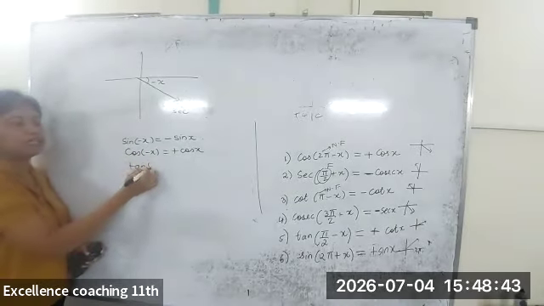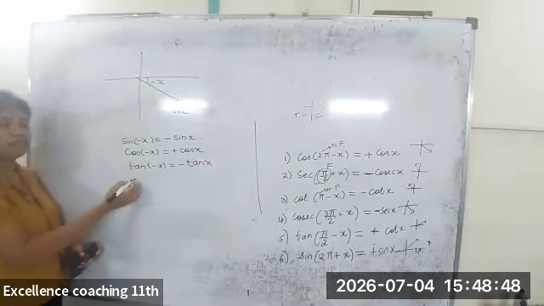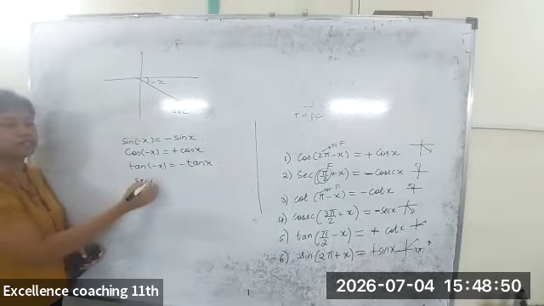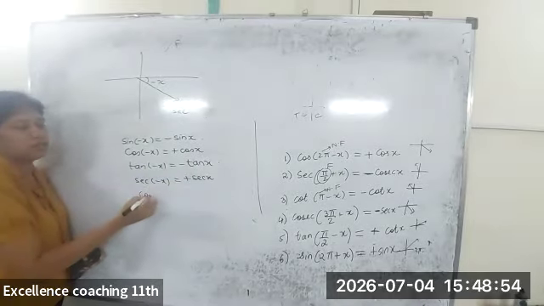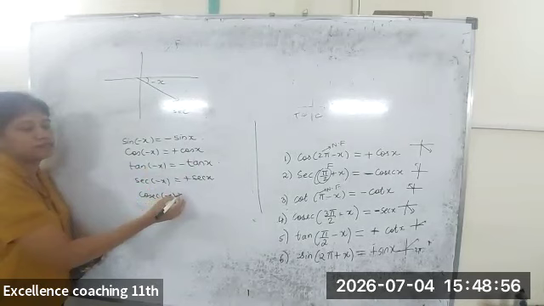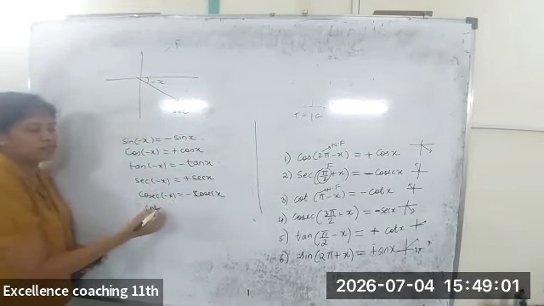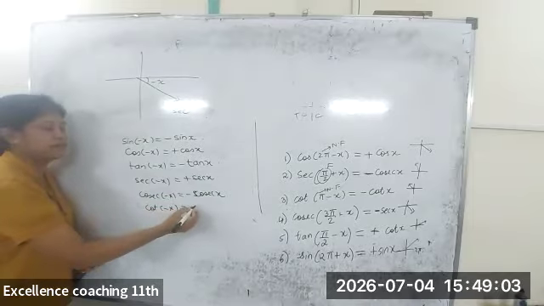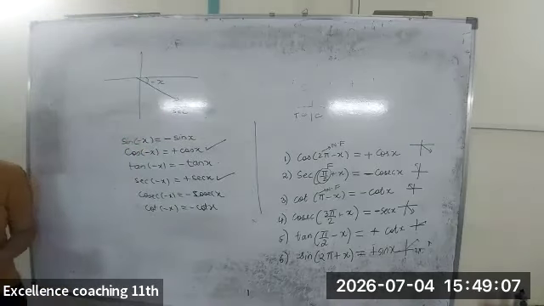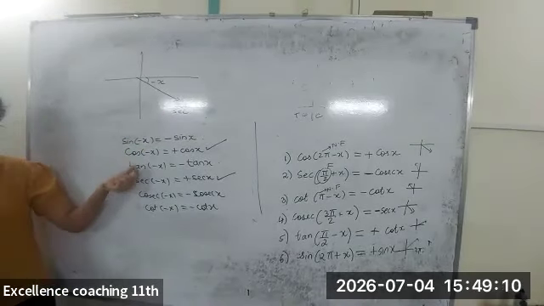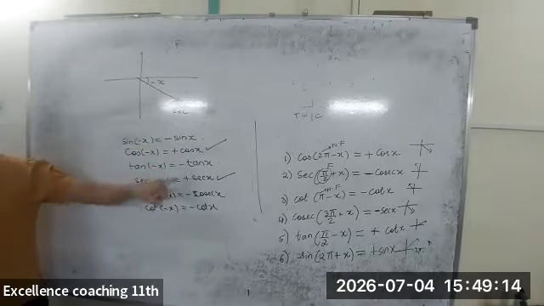Tan of minus x will be minus tan x. Then who is that? Sec. This will be positive. Cos x will be negative. Cot also will be negative. So only these two will be positive. So cos and sec of negative angles will always be positive, and all the remaining will directly be negative.